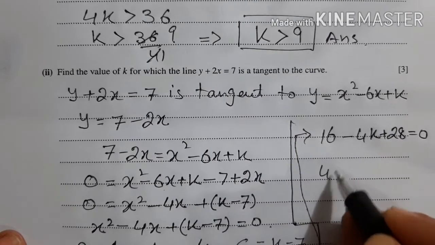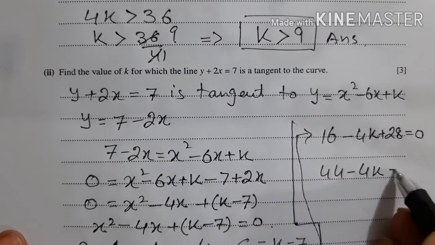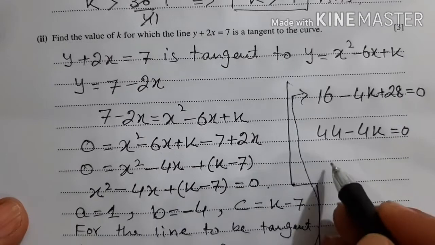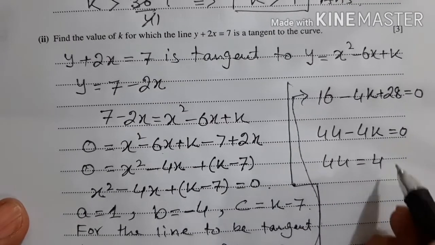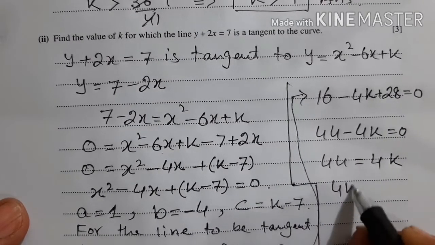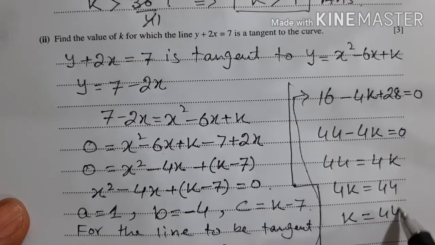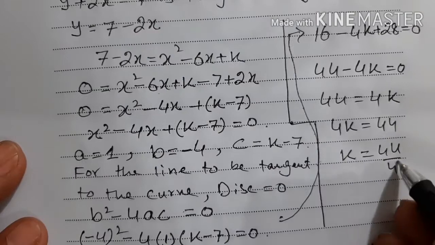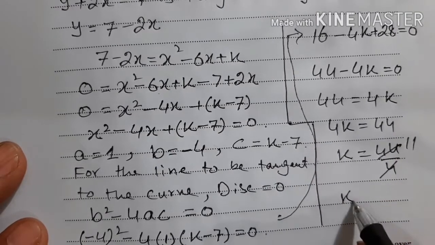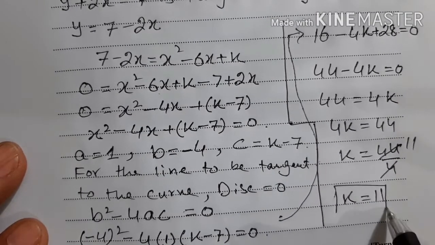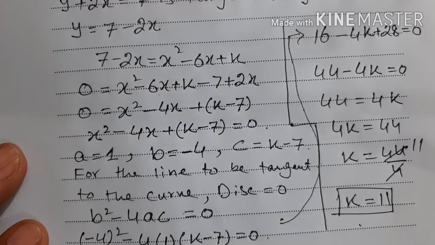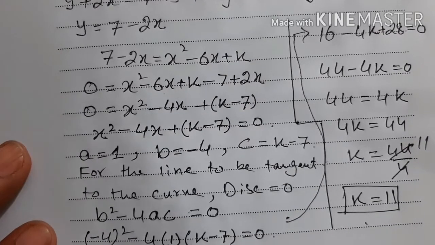So this will become 44 minus 4k is equal to 0. Take 4k on the other side. 44 is equal to 4k, or 4k is equal to 44. K is equal to 44 over 4. So this will be 11. So this is the value of k. This is the answer of part 2.